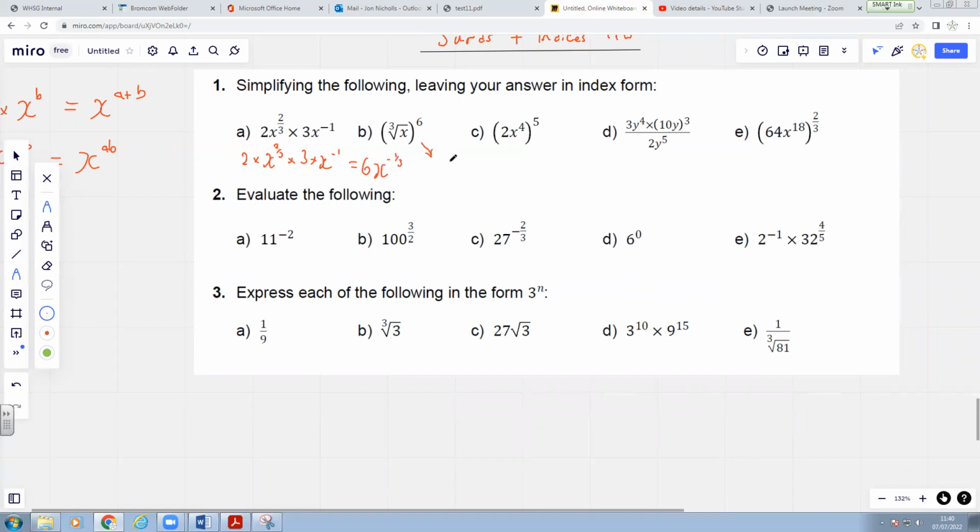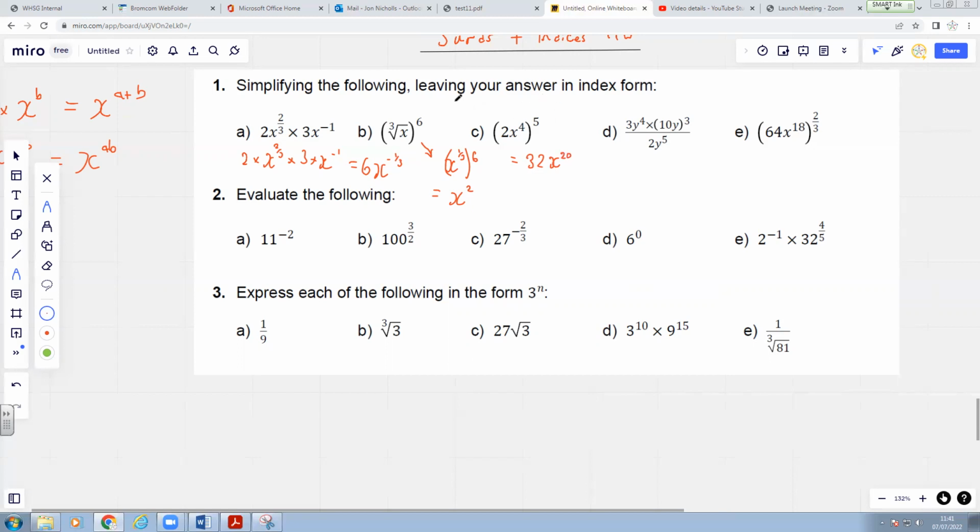It's the same with these kind of ones. If you first write this as x to the power of a third, because cube root is power of a third, and then we're going to do that to the power of 6, well, we need to times these powers together, and that's going to give us x squared. Here, now be careful here, 2 needs to be put to the power of 5, and 2 to the power of 5 is 32, and then you need to do x to the power of 4 to the power of 5, and so we're going to times those powers together, I'm going to get 32x to the power of 20.